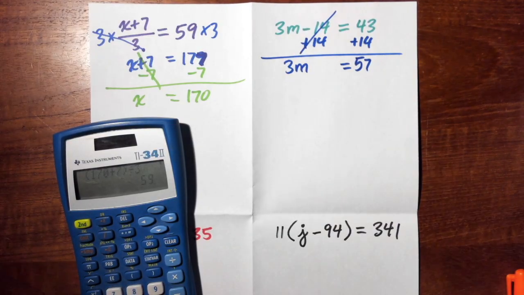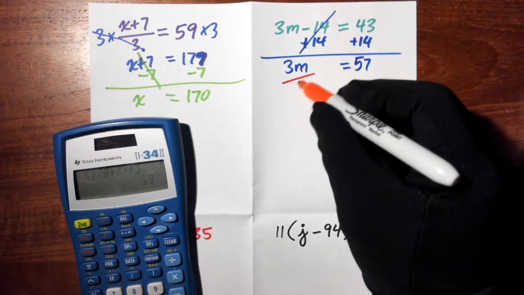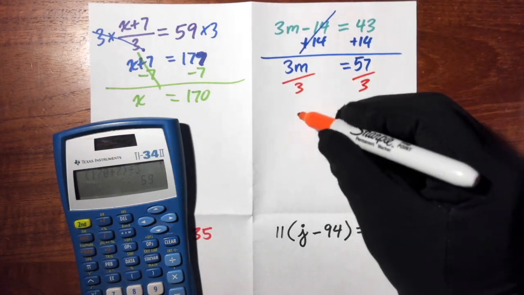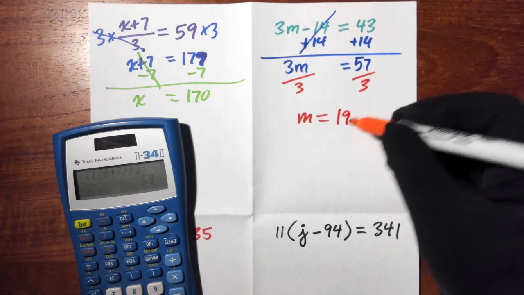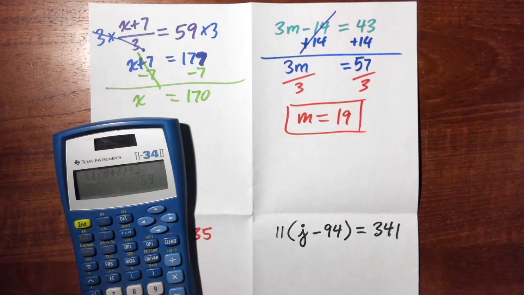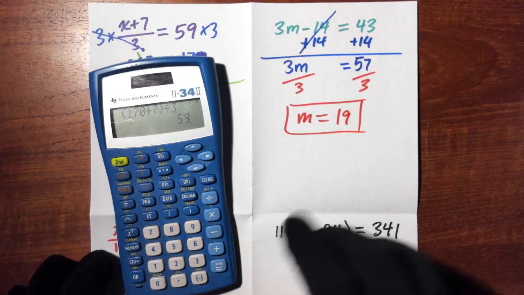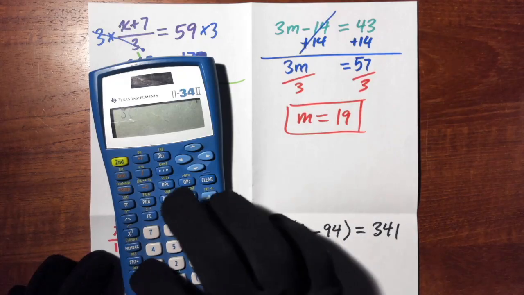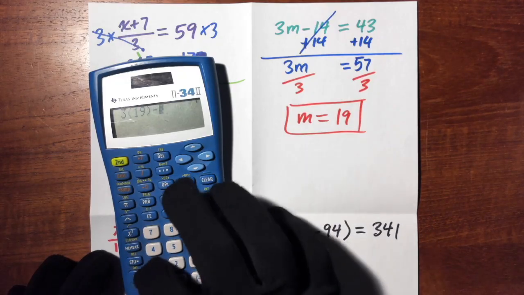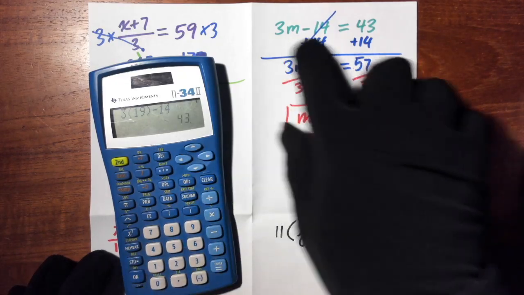Strip away a times 3 by dividing by 3. M equals 19. Double check my answer. 3 times 19 minus 14 equals 43.